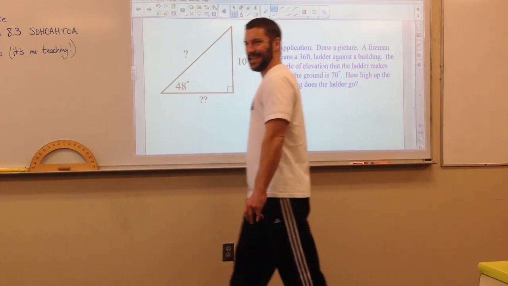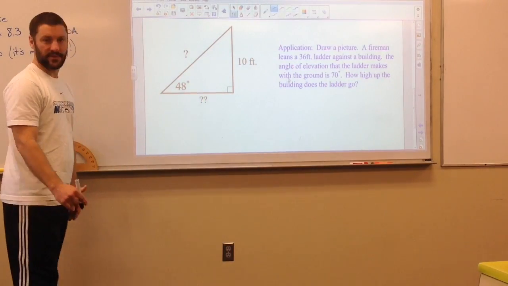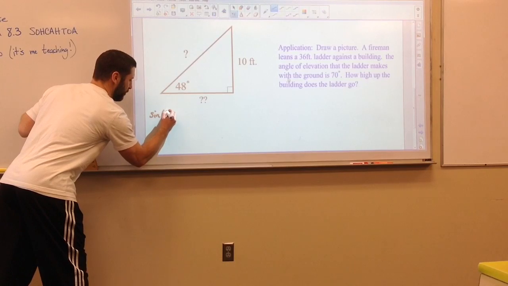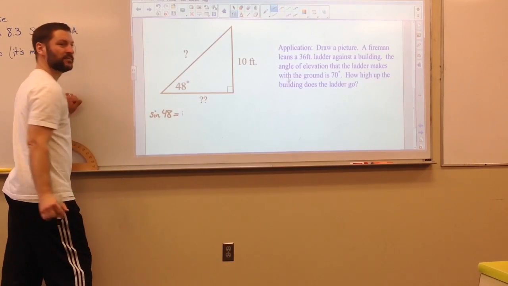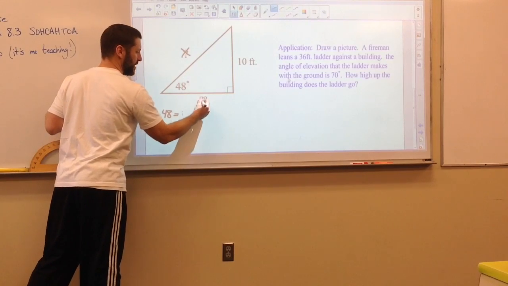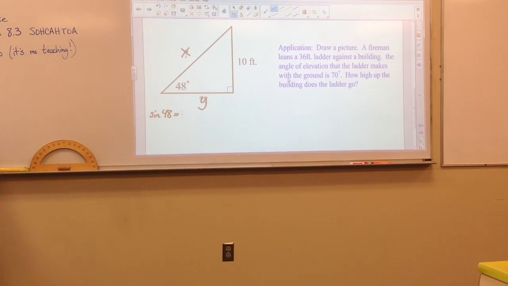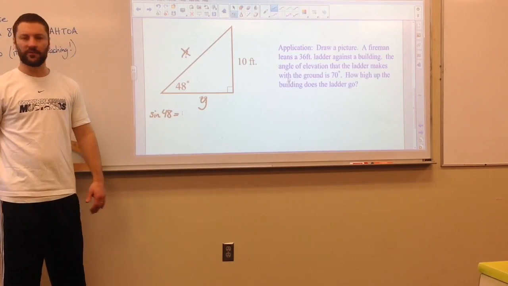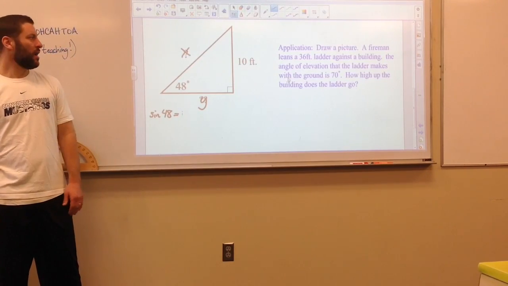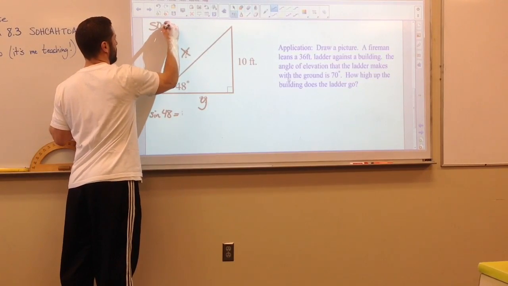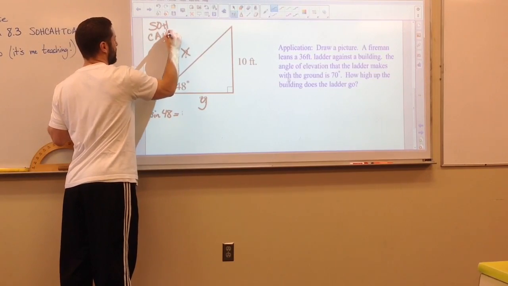So here's how it works. I'm going to write the sine of 48, the cosine of 48, and the tangent of 48. Sine of 48 equals, I don't like question marks, let's go x and y. I put question marks there to emphasize there's two unknowns. Do the same thing with variables, x and y. What am I supposed to do whenever I do a trig? Soh Cah Toa.